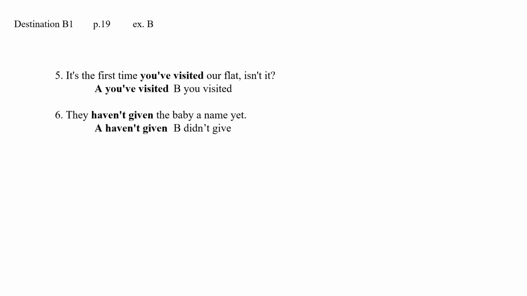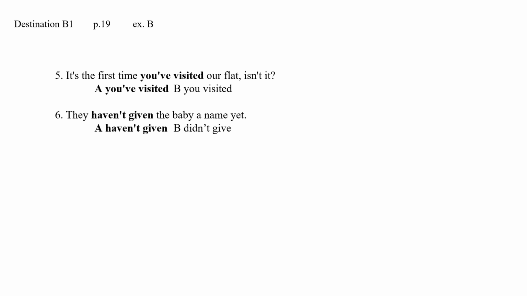Number 6. They haven't given the baby a name yet. So, we're referring to a situation where the important thing is the result. What's the result here? The result is that the baby hasn't got its name yet. The indicator for using this tense is the adverb yet. However, be careful. In American English, it would be possible to say they didn't give the baby a name yet. The past simple tense is used here.